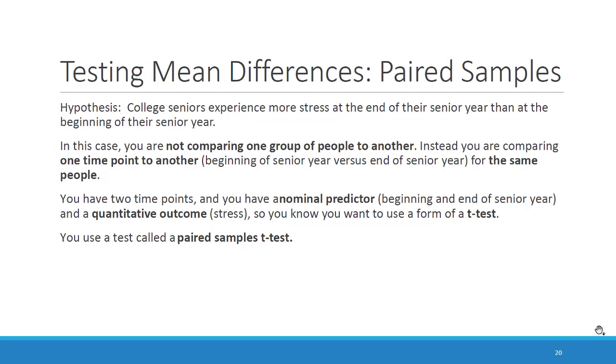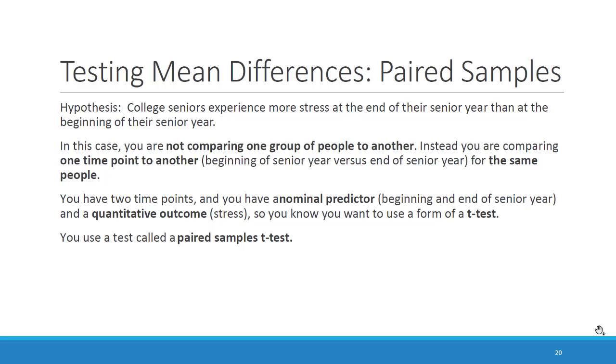Let's talk about another example. Here is a hypothesis for you. College seniors experience more stress at the end of their senior year than they do at the beginning of their senior year. Let's think about that for a moment. In this case, we're not comparing one group of people to another, like seniors versus sophomores. Instead, we're comparing one time point to another, beginning of senior year versus end of senior year. And we're doing so for the same people.